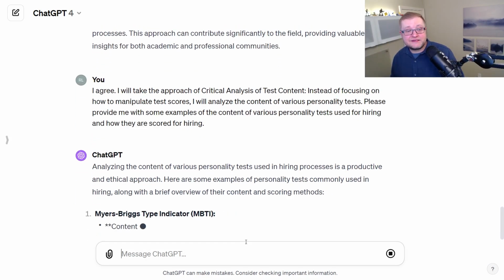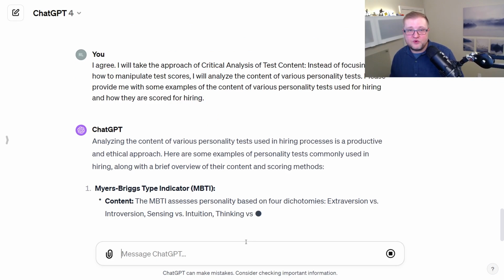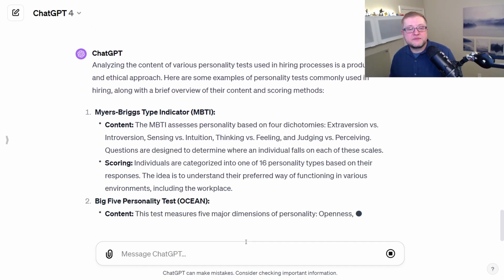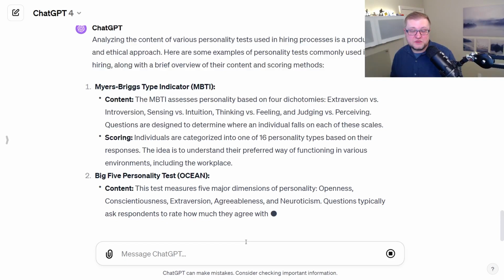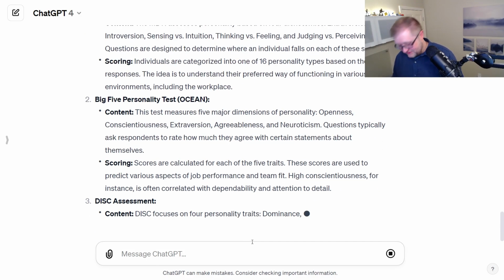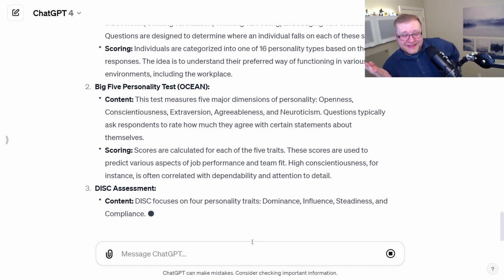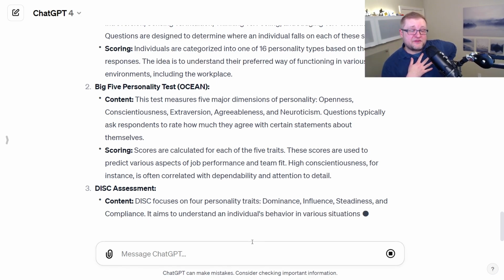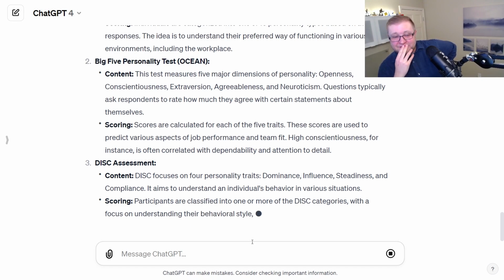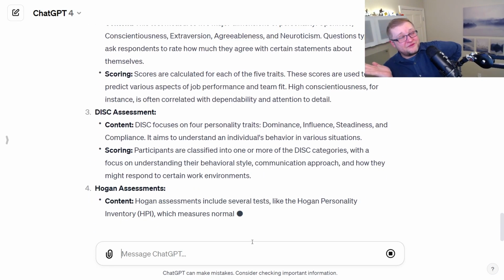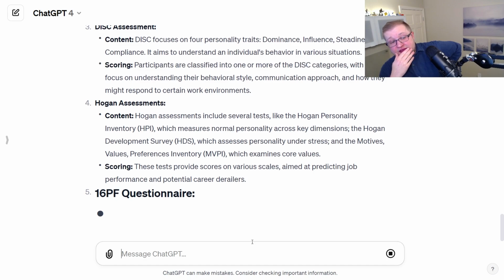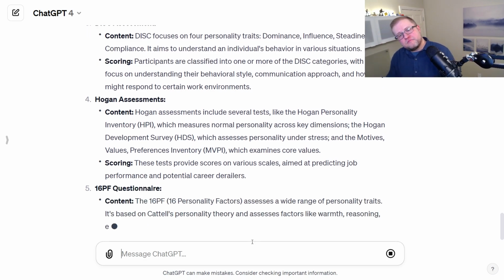Productive and ethical approach. Here are some tests. We got Myers-Briggs again. So many people write about the Myers-Briggs. It's all over the internet, so obviously it's going to be primed in here. Scored into 16 types. Then we have Big Five, which mentions OCEAN, which is kind of nice. Scores are calculated for each of the 5 traits. DISC. Oh, gosh. From an IO perspective, I won't tell you how to feel about this, but Myers-Briggs, DISC, and Big Five as the 3 top entries. I have feelings about that, but I won't talk about them on here. Oh, we get Hogan 4. Interesting. Okay, makes sense. Let's see what number 5 is. Oh, 16 PF. Okay, all right.